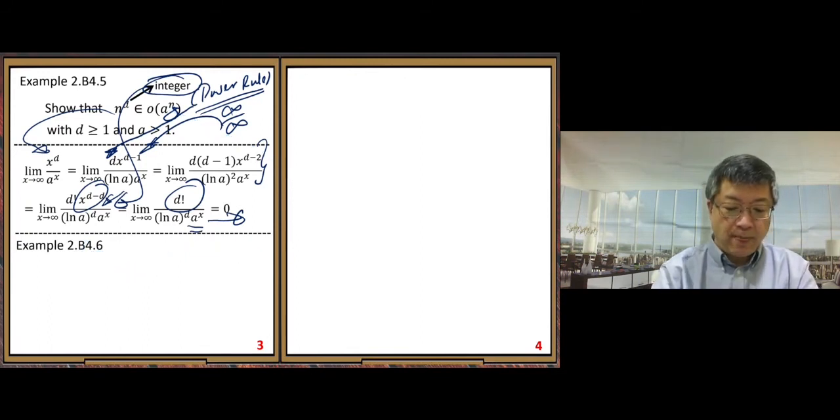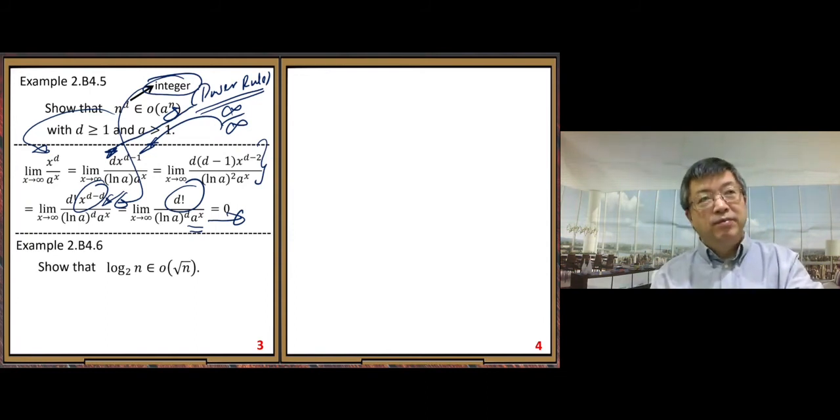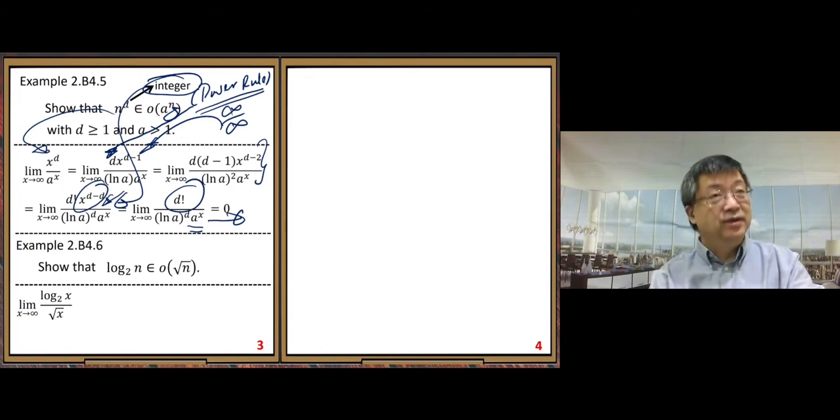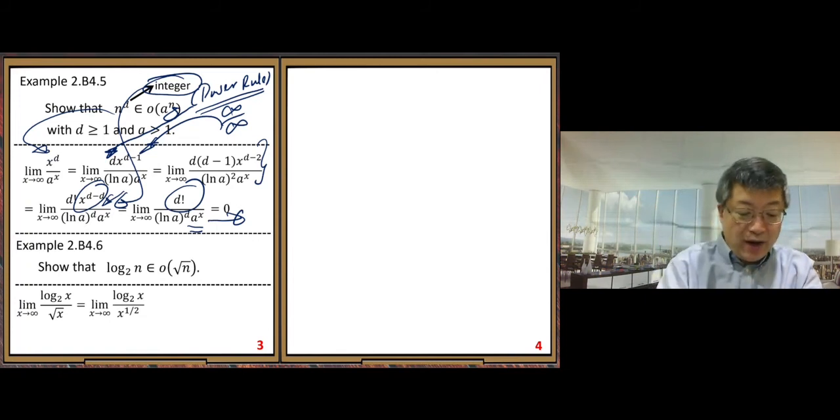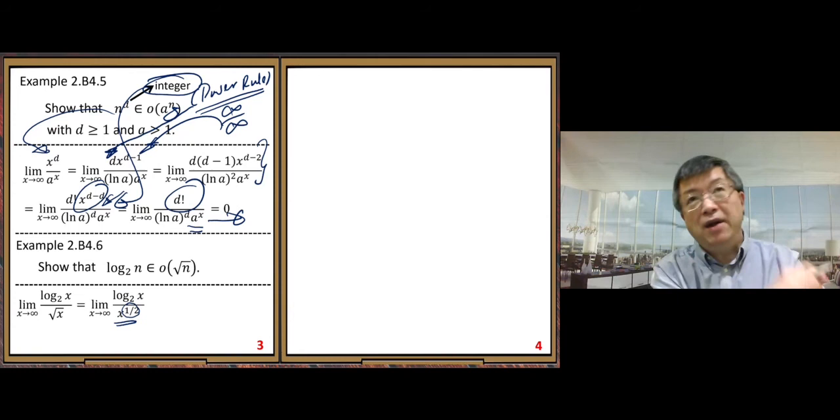Example number 6. Log base 2 of n belongs to little o of the square root of n. We use L'Hopital's rule again with the continuous variable, and take the derivative. We write x to the 1/2 power in order to apply the power rule. The power rule also works for non-integer values.